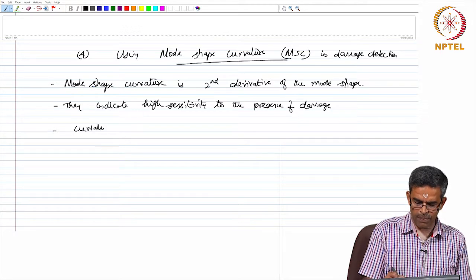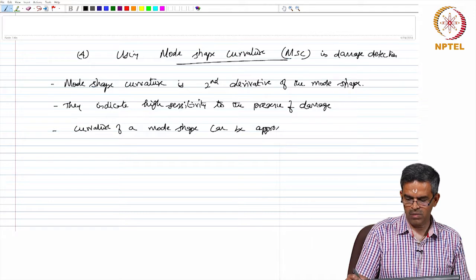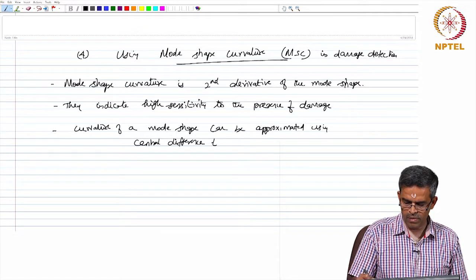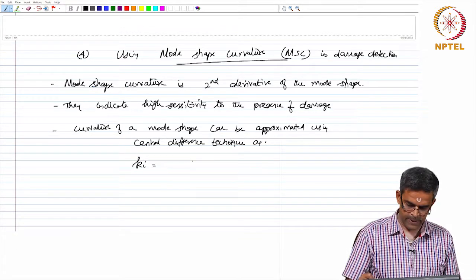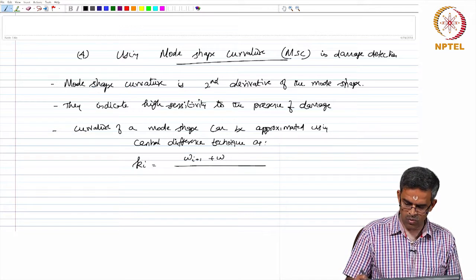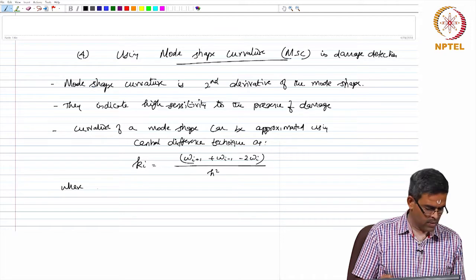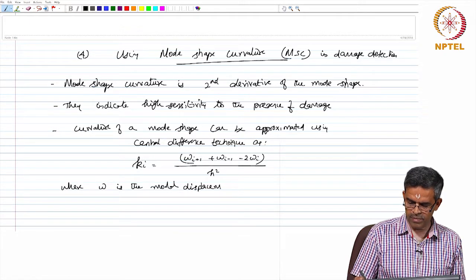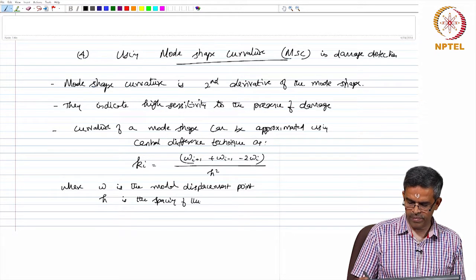Curvature of a mode shape can be approximated using a central difference technique as K_i = (omega_{i+1} + omega_{i-1} - 2 omega_i) / h^2, where omega is the modal displacement point and h the spacing of the sensor, which is used to obtain the mode shape.